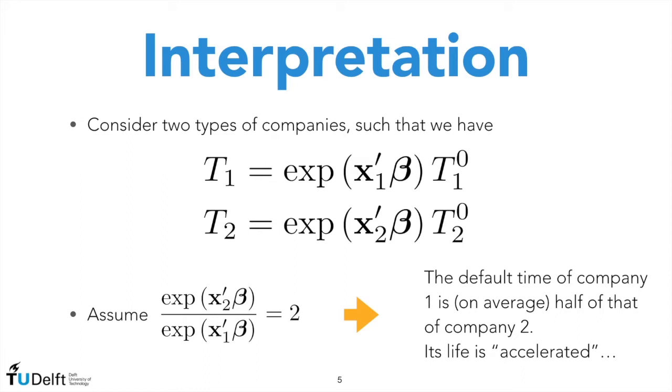Now, if we assume that the multiplicative term of the companies of type 2 is 2 times the one for the companies of type 1, essentially we are saying that the default time of a company of type 1 is half of that of a company of type 2. It's like we have accelerated the lifetime of companies of type 1. AFT models are typically easier to estimate than proportional hazard models, but they are also less flexible.